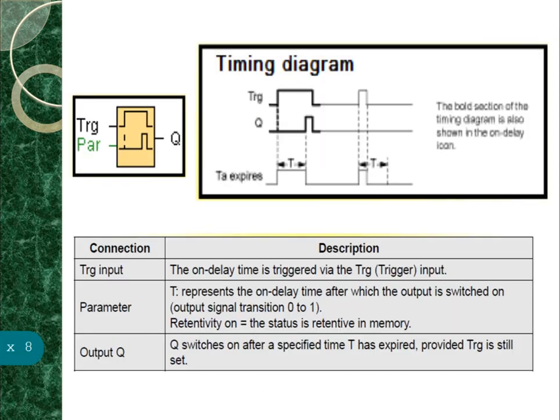In this specific timing diagram for the on delay timer, it has a trigger input here, which will be set by the input rungs, and then this is the parameter. When the input rung, or the trigger to this timer, is true, it will start the timer. The timer will start counting the time, and when the accumulated value is equal to the preset value, meaning that it has completed, only then the output will be turned on. So this is the specific timing diagram for the on delay timer.